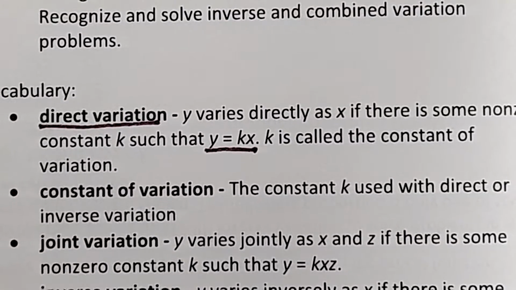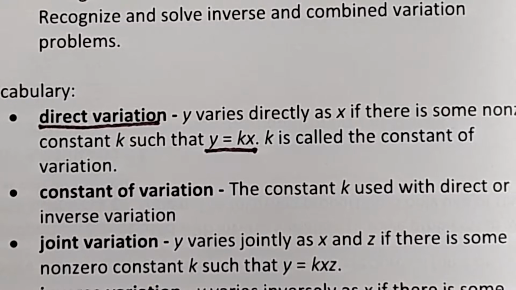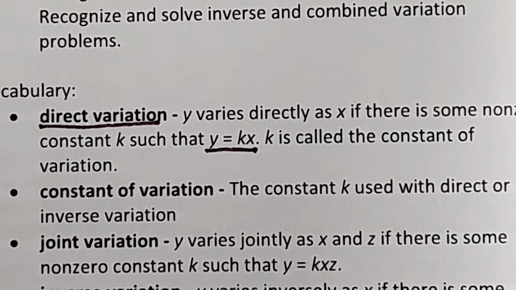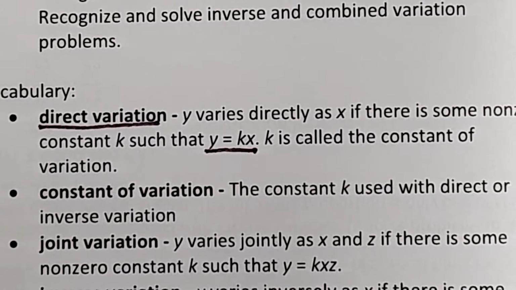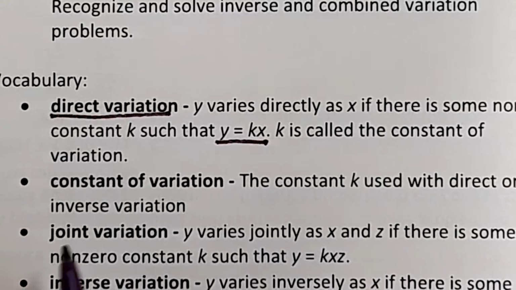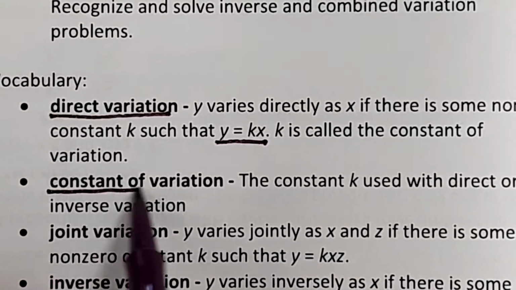And every problem that we're going to do today is going to have 2 built in. You're always going to have to find k in order to solve the next equation. So there's 2 problems within each problem that we're going to do. K is called the constant of variation.